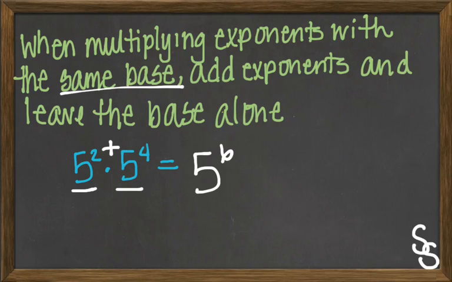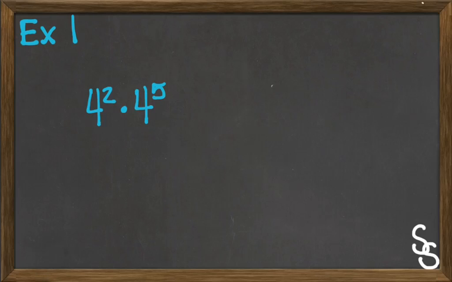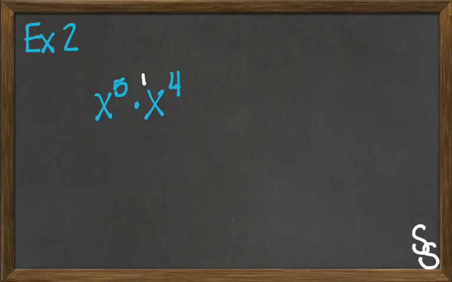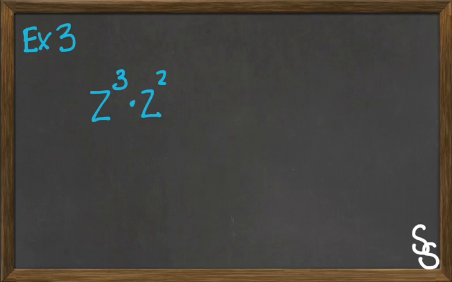Let's do a few examples just to make sure that this concept is solid. So we're going to add the exponents, leave the base alone. This becomes 4 to the 7th power. Same thing here, adding exponents, base stays the same. And our final example, z to the 5th power.